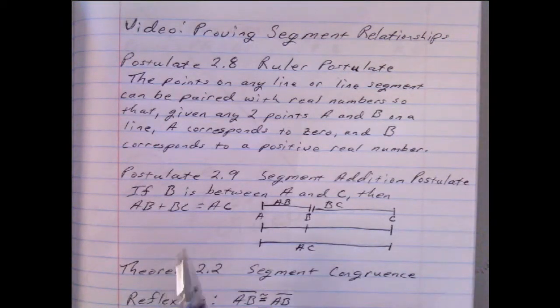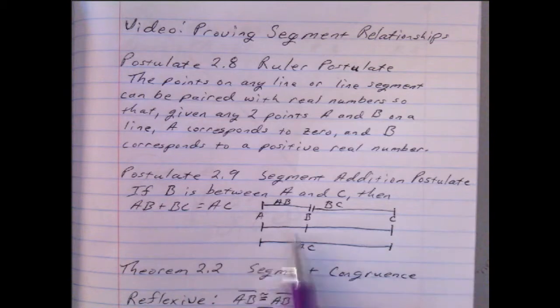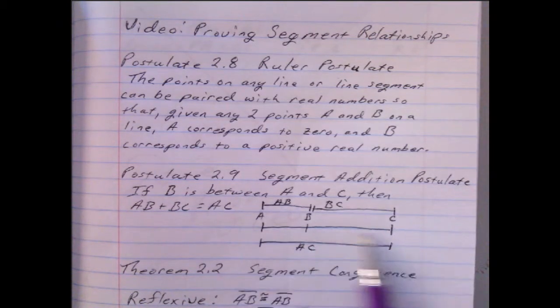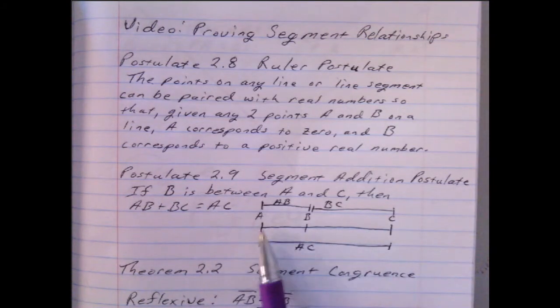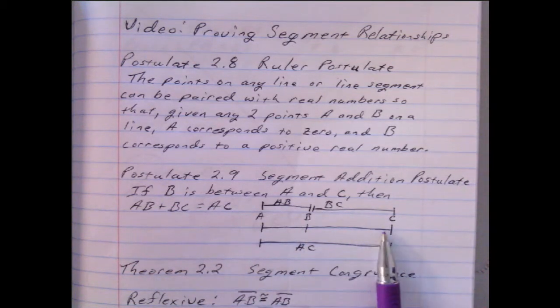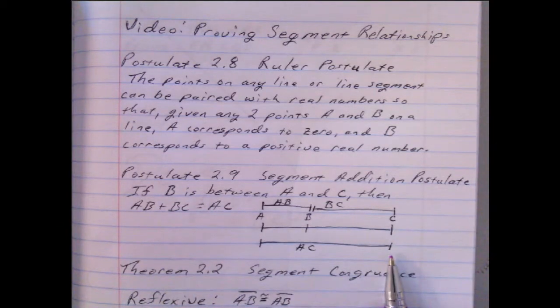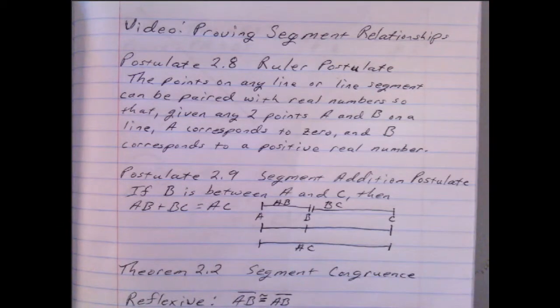Okay? The next one, postulate 2.9, segment addition postulate. So that one is just telling us if we have this segment here that I have drawn, and I take these two parts, so I have AB and BC, and I add those together, I'm going to get the length of A to C. Okay?